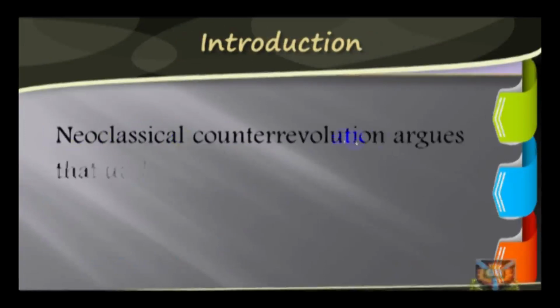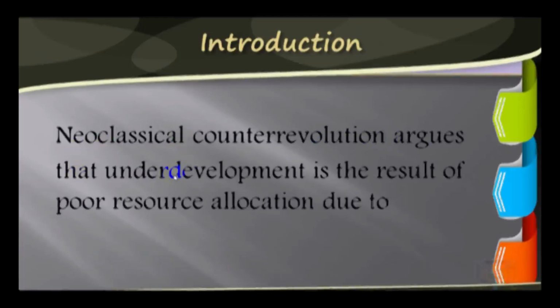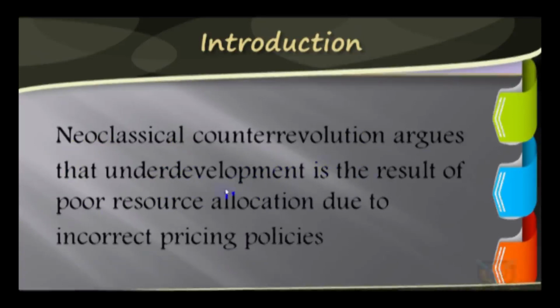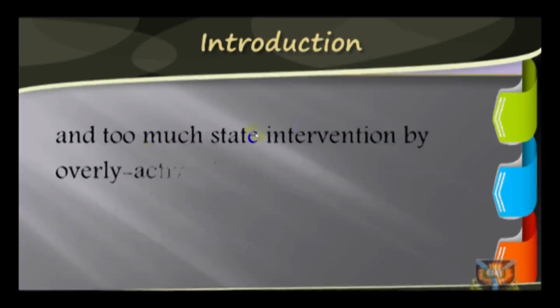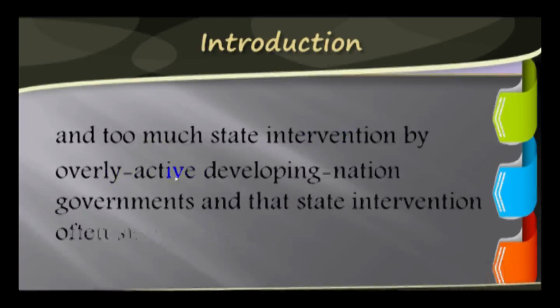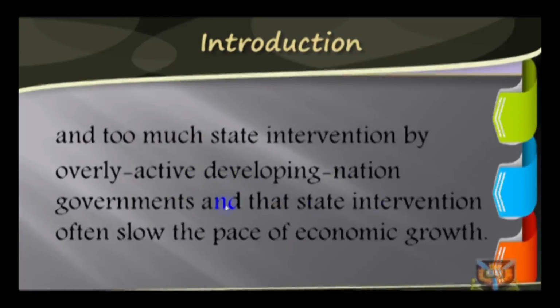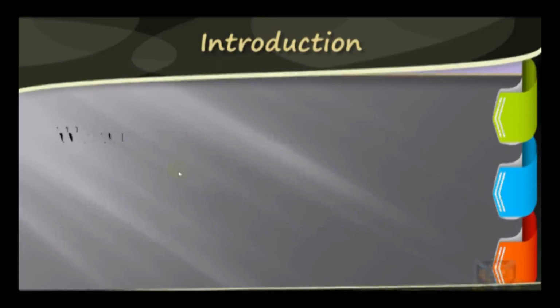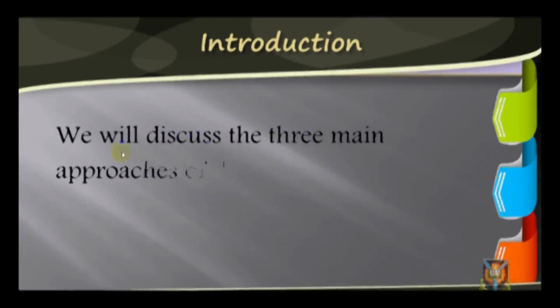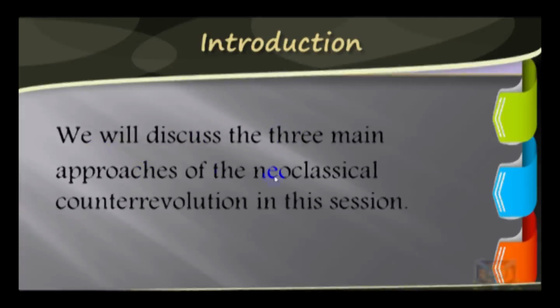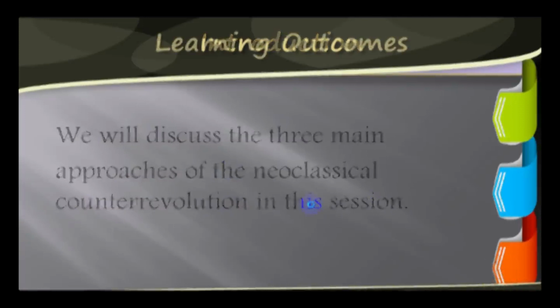Introduction. The Neoclassical Counter-Revolution, also known as neoliberalism, argues that underdevelopment is the result of poor resource allocation due to incorrect pricing policies and too much state intervention by overly active developing nation governments, and that state intervention often slows the pace of economic growth. The most popular neoclassical growth model is the Solow growth model. We will discuss the three main approaches of the neoclassical counter-revolution in this session.